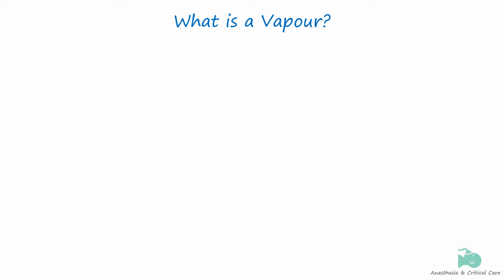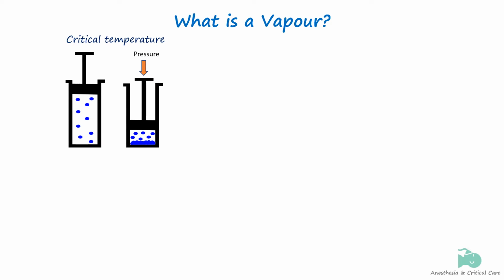Before discussing vaporizers, we first need to understand what a vapor is. To grasp this concept, it is essential to know about something called critical temperature. When a gas is compressed intensely, the particles that make up the gas are brought closer to each other. As you continue compressing, at some point, the particles will coalesce, turning the gas into a liquid.